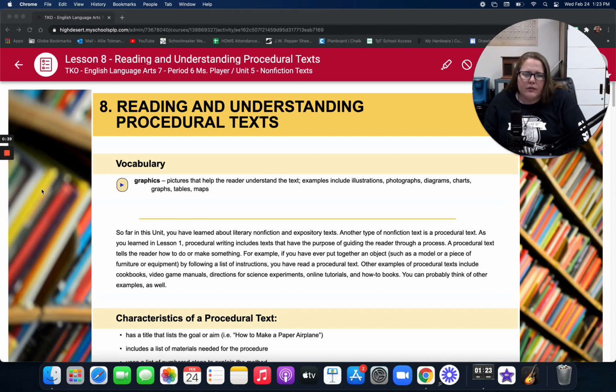So far in this unit, you've learned about literary nonfiction and expository texts. Another type of nonfiction text is a procedural text. As you learned in Lesson 1, procedural writing includes texts that have the purpose of guiding the reader through a process. A procedural text tells the reader how to do or make something. For example, if you've ever put together an object, such as a model or a piece of furniture or equipment, by following a list of instructions, you have read a procedural text. Other examples of procedural text include cookbooks, video game manuals, directions for science experiments, online tutorials, and how-to books. You can probably think of other examples as well.